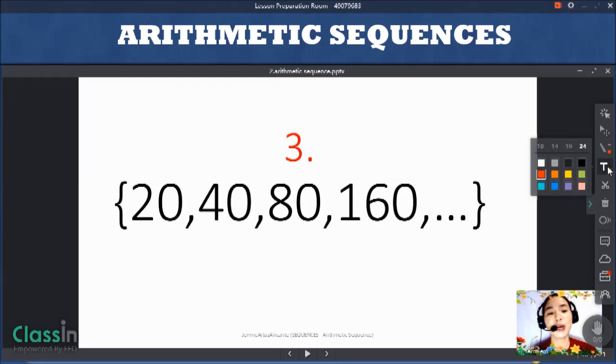For the third one, we have the sequence 20, 40, 80, and 160. Is it an arithmetic sequence or not? Write your answer. Okay, the answer is NA. It is not an arithmetic sequence because we do not have a common difference.